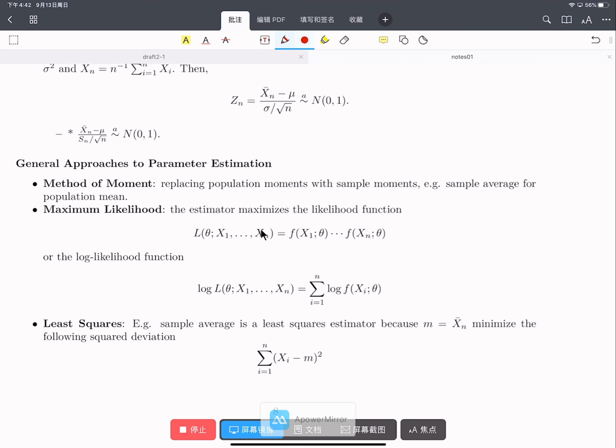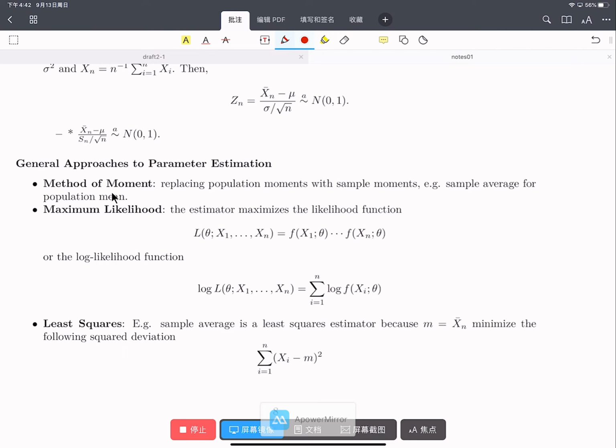And there are several general approaches to parameter estimation. So you may ask, how do the estimators come from? There are basically three major methods, but I don't want to go into the detail. Basically, I will talk about the idea. The first one is called the method of moments.